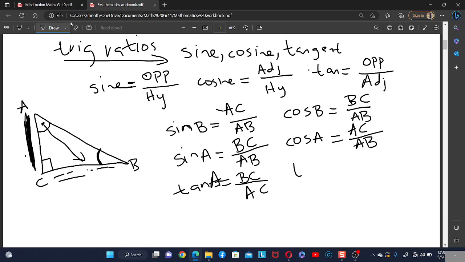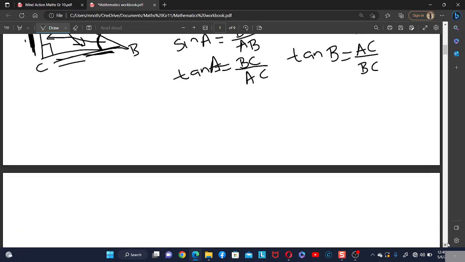And then tan B. Now we're talking about this angle. The side opposite to B is AC. Remember, tan is opposite over adjacent. So the opposite side is AC, and the adjacent side is BC. So that's the trigonometric ratios.